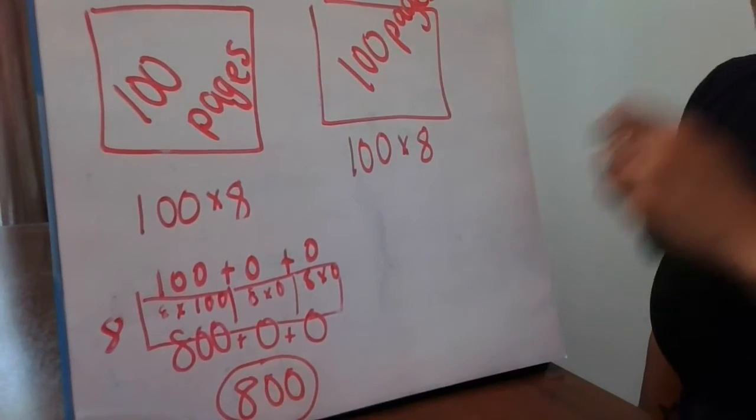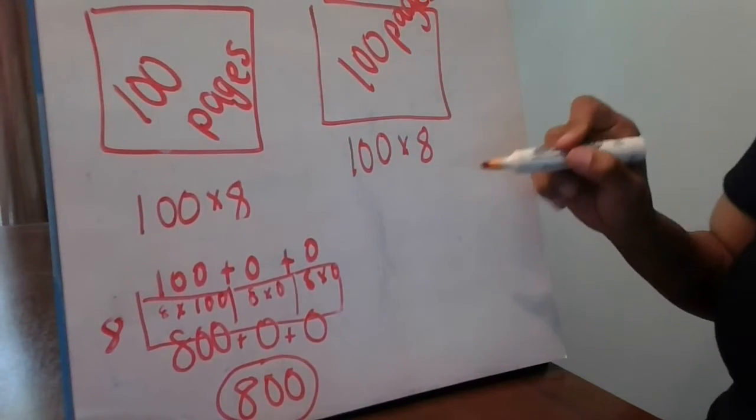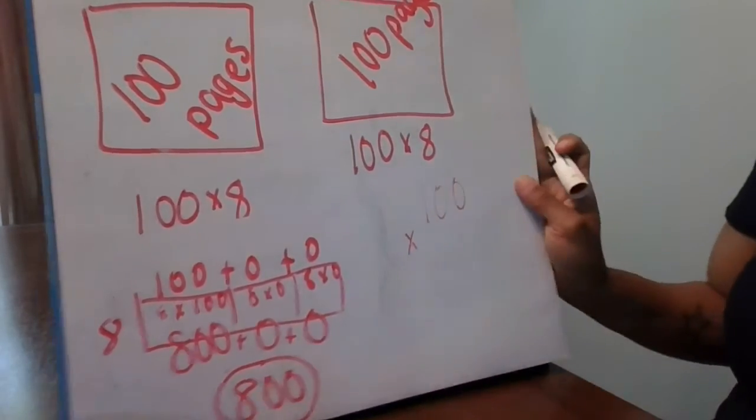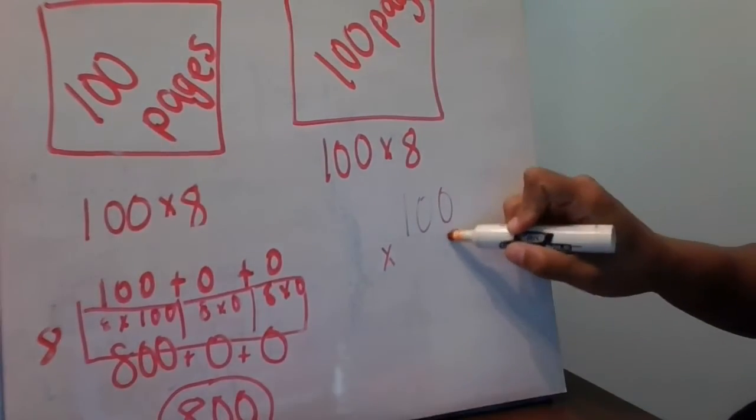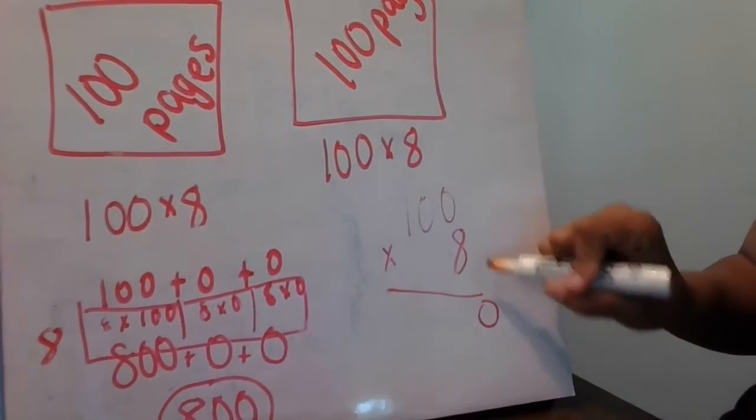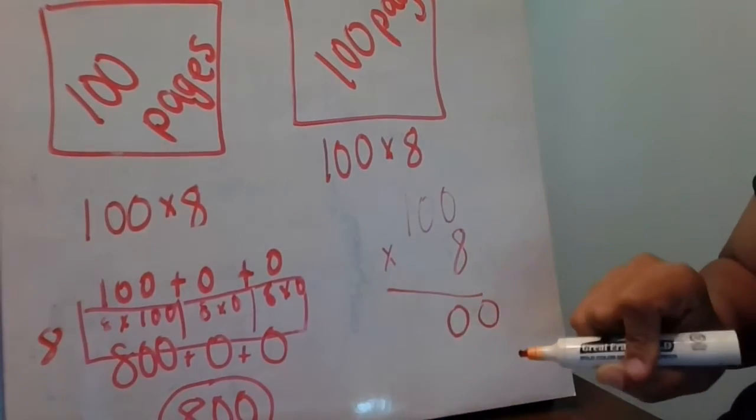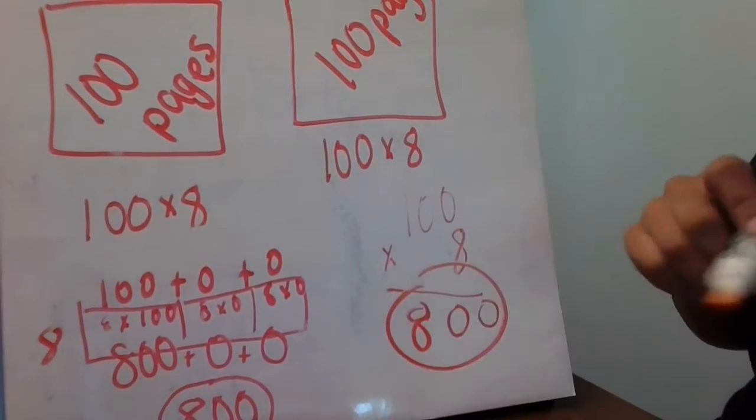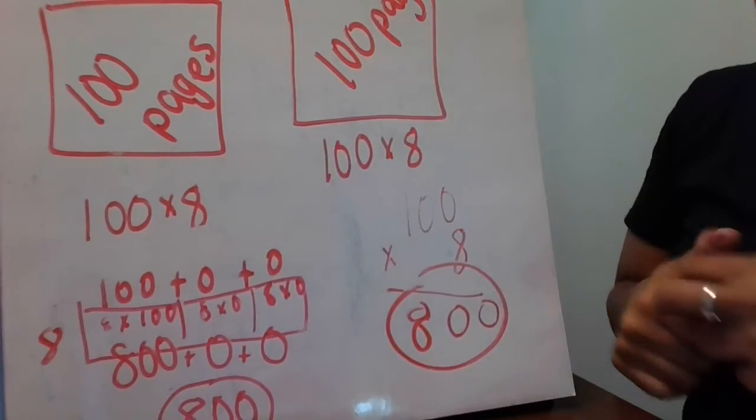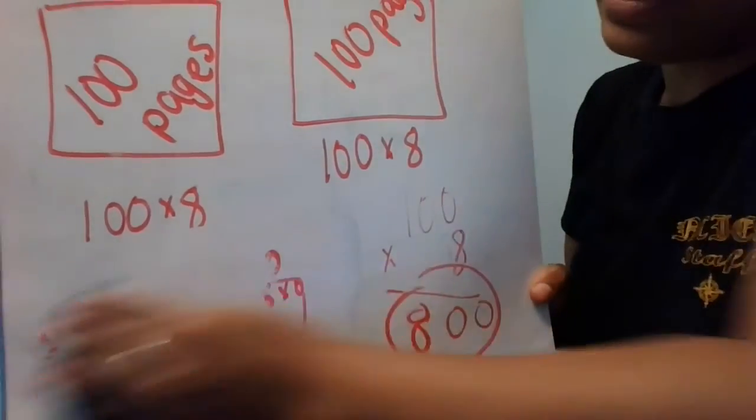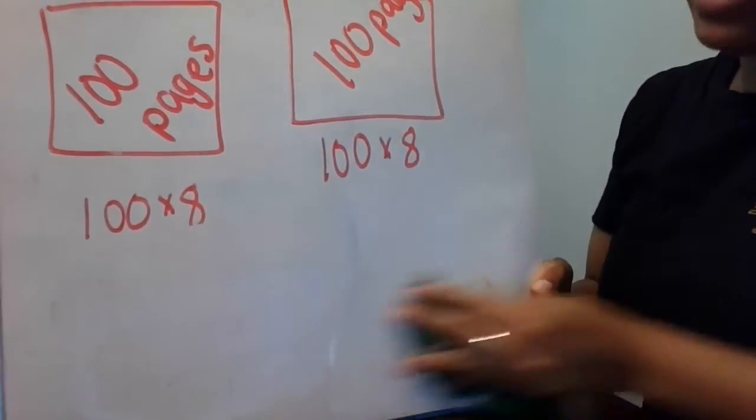Okay, let me check it as well with the standard algorithm. So I'll do 100 times 8. So 8 times 0, 0. 8 times 0, 0. 8 times 1, 800. Now, that means in this book there's 800 pictures, and there's 800 in the second book. So let's write that down.